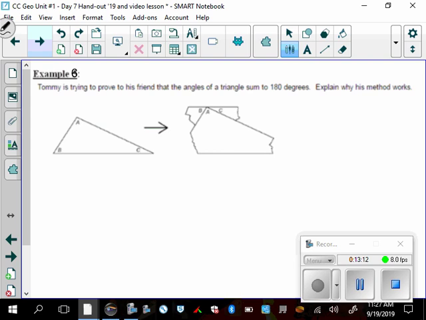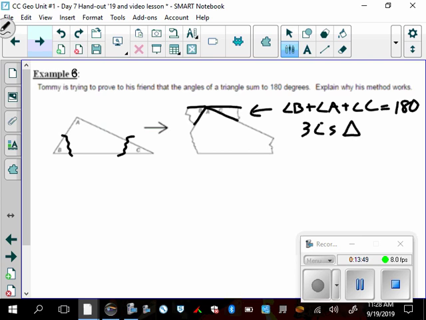The last thing that we're going to do is explain why the 3 angles of a triangle add up to 180 degrees. Okay, so basically what's happening is they're saying he tore off B and C and then put them up here. So if I'm looking at this picture, angle B, angle A, and angle C should equal 180 because the 3 angles of a triangle equal 180.